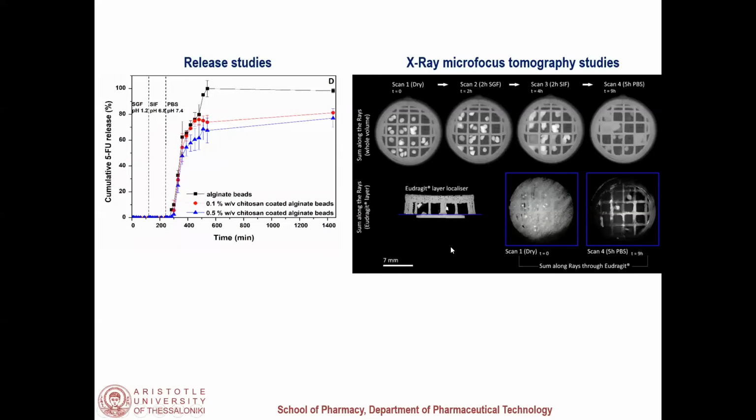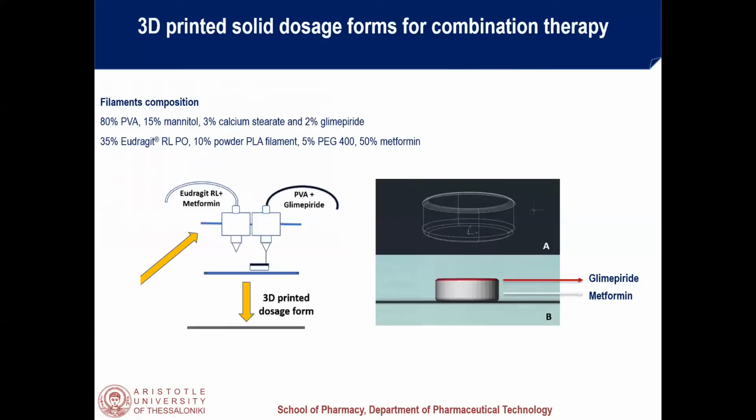The next case I would like to present is 3D printed solid dosage forms for combination therapy. So in this case, we chose two actives, glimepiride and metformin. Both of them are for the treatment of type 2 diabetes. And the main task, which was quite challenging, was to co-formulate them in the same dosage form.